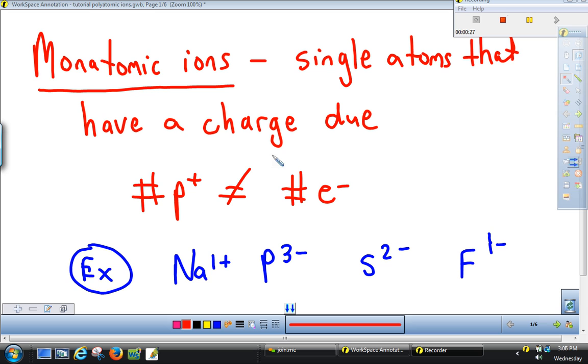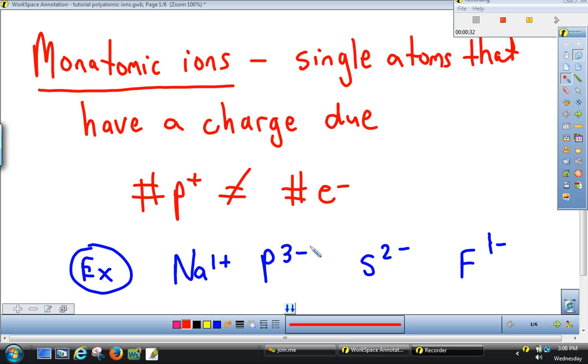So we learned about the different families on the periodic table. The main group elements, group 1 metals like sodium will lose 1 electron and become +1 ions. Group 2 metals like magnesium will lose 2 and become +2, and then things like group 15 like phosphorus gains 3 electrons and becomes a -3 ion.